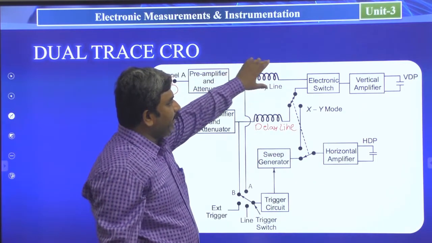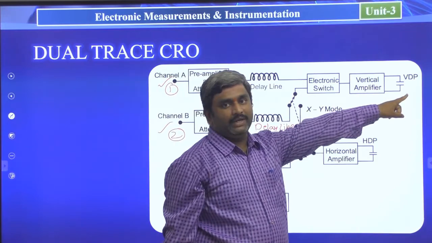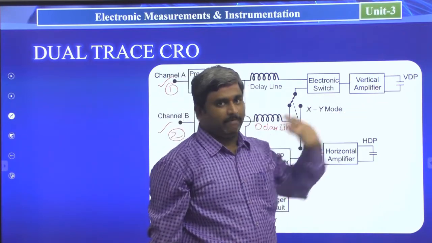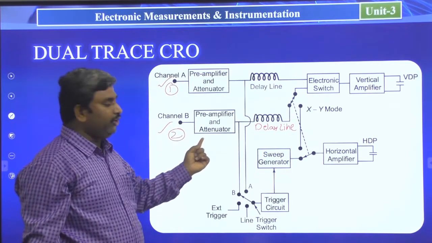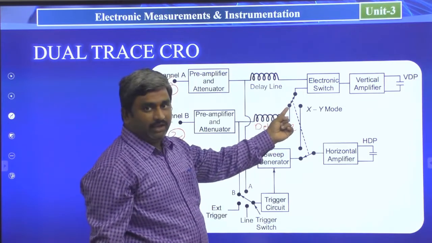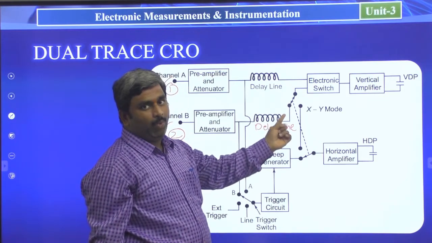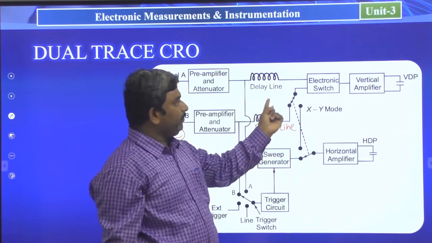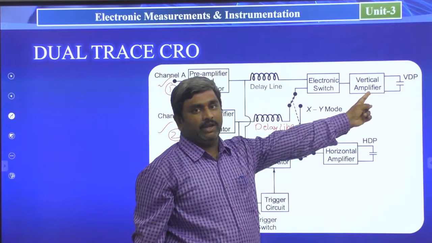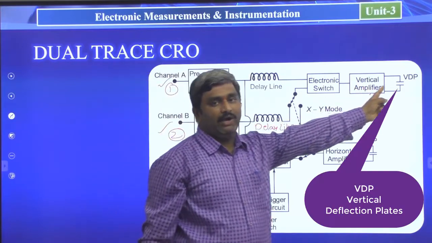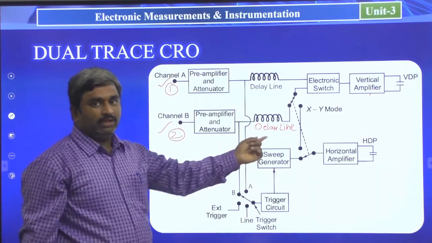Here, the first delay line is connected to the electronic switch directly, then the vertical amplifier and vertical deflection plates. So this is the first channel path. The second channel path has a preamplifier, attenuator, delay line, and here we have a selection switch. With this switch, whenever you require this channel's information, it is connected to the electronic switch, amplified at the vertical amplifier, and finally displayed at the vertical deflection plates. So that is about channel 2.